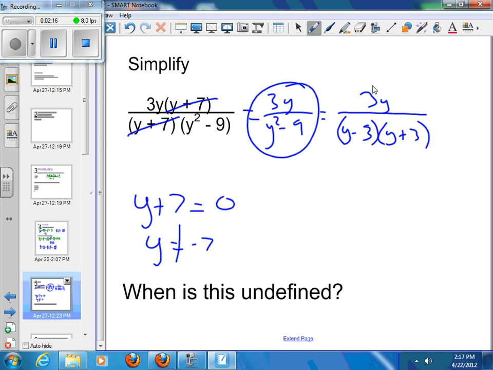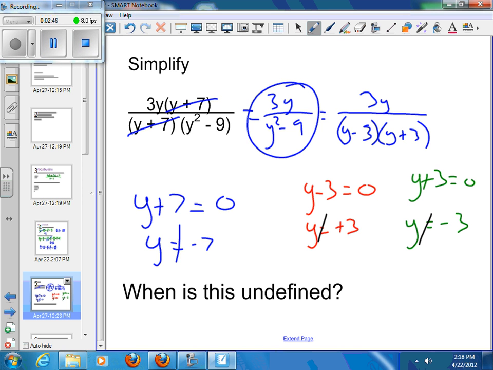Likewise, if we look at the other side of this, you've got a y minus 3. So y minus 3, if it were 0, it would mess up the whole thing and put a 0 in our denominator. So y can't be equal to a positive 3. And the last one over there, if y plus 3 were equal to 0, then y would be equal to a negative 3, and that would also make our entire denominator 0. So in this case, we can't have y equal negative 7, y equals 3, or y equals negative 3, because it would make our function undefined. There is no answer to this in those three cases.